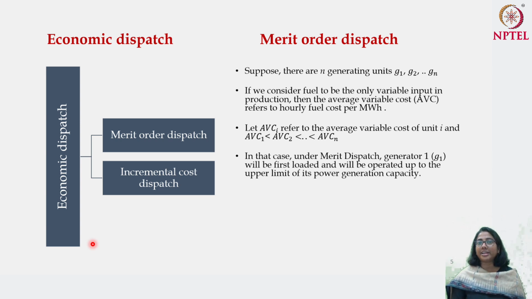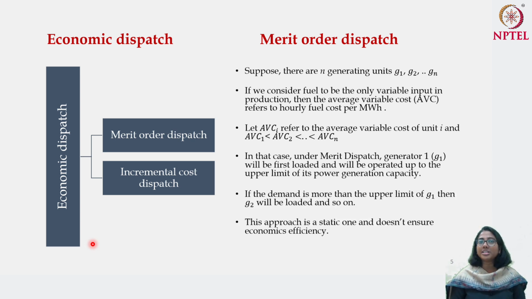Now if generator 1 cannot meet the total demand generated at that point of time, then generator 2 will be loaded, and so on. This way you keep on adding generators one after the other in a sequence, so that you use the generator with the least variable cost first and the generator with the highest variable cost last, up to the point at which the total supply actually meets the total demand.